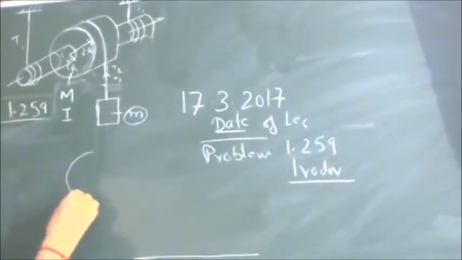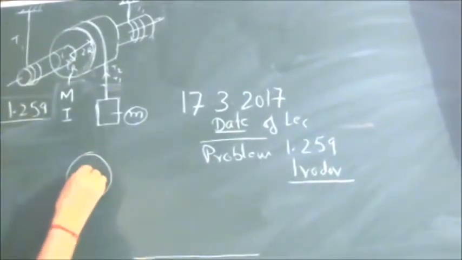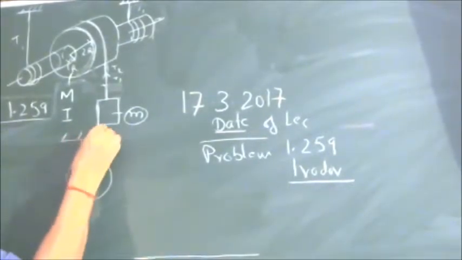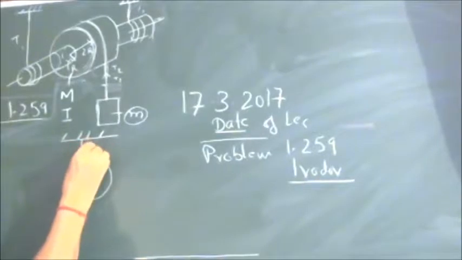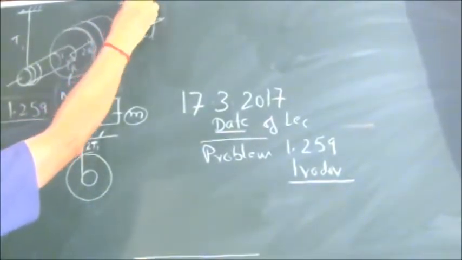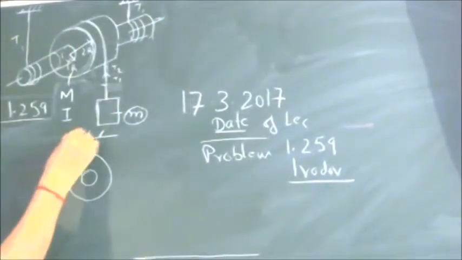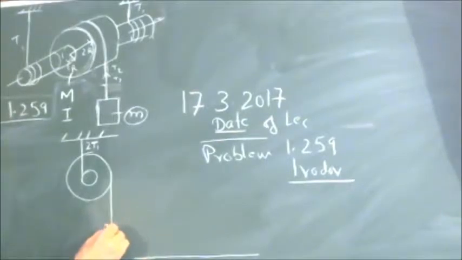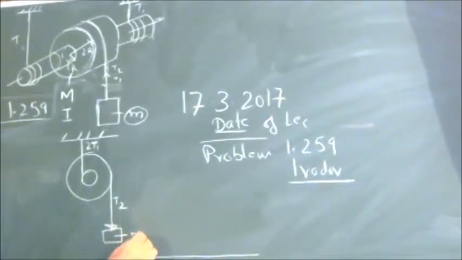This is the coaxial cylinder arrangement, and I am making the side view. This tension will be 2T1. I am taking only one, T1 plus T1, so the total tension of the strings is 2T1. This will be T2, and this is the mass M. This whole mass is capital M.